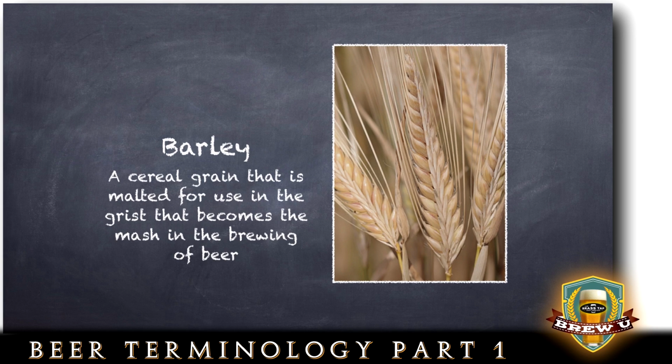Barley. A cereal grain that is malted for use in the grist that becomes the mash in the brewing of beer. Now, just as a refresher, there are two types of barley used in brewing, 2-row and 6-row. Now, we'll get to more on that later, but 2-row is the type of barley that's predominantly used by American craft brewers.